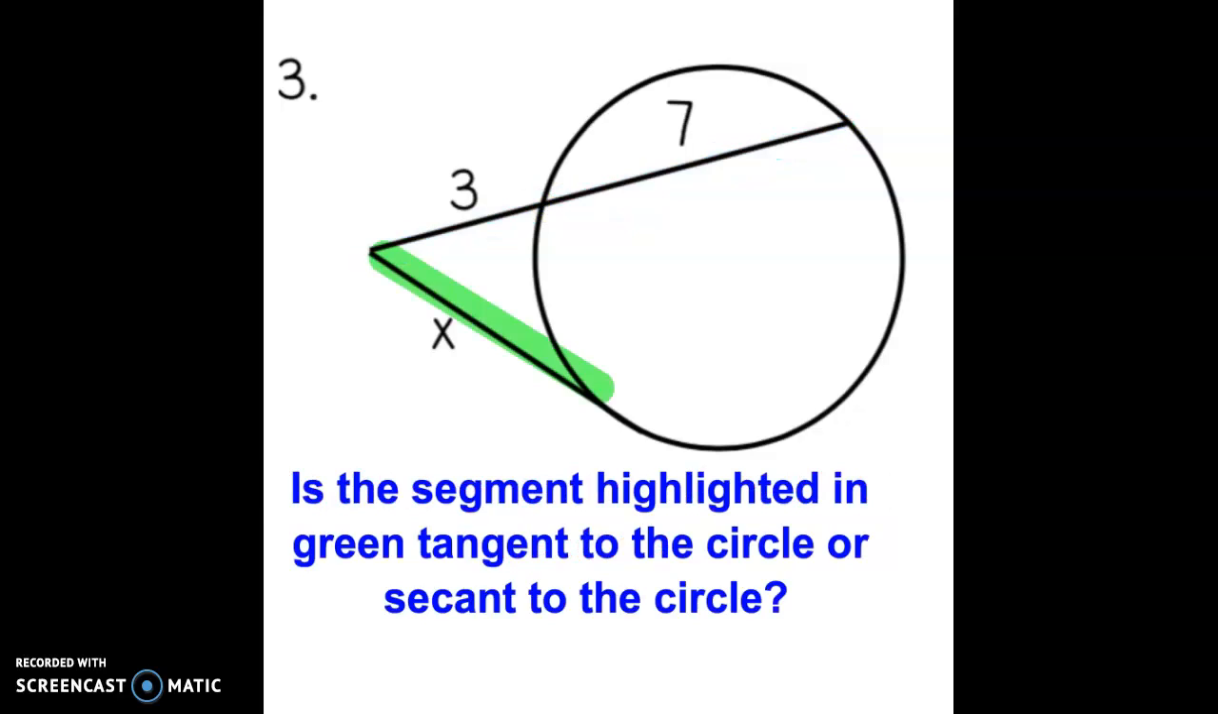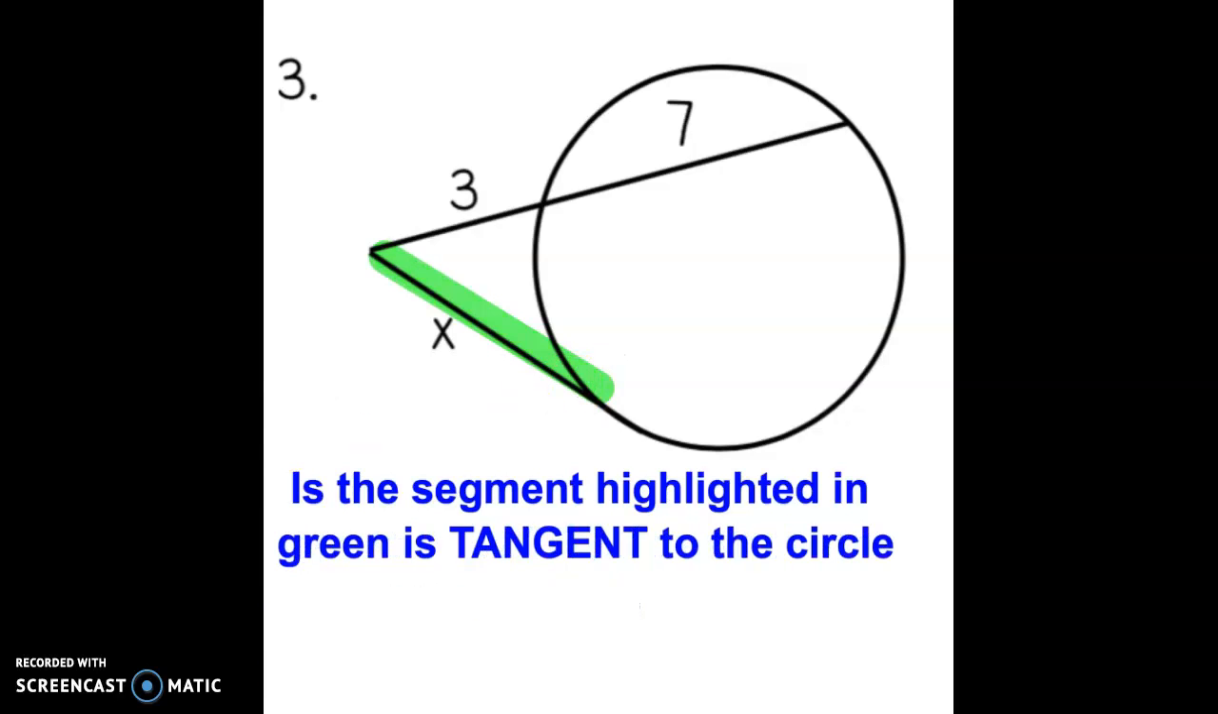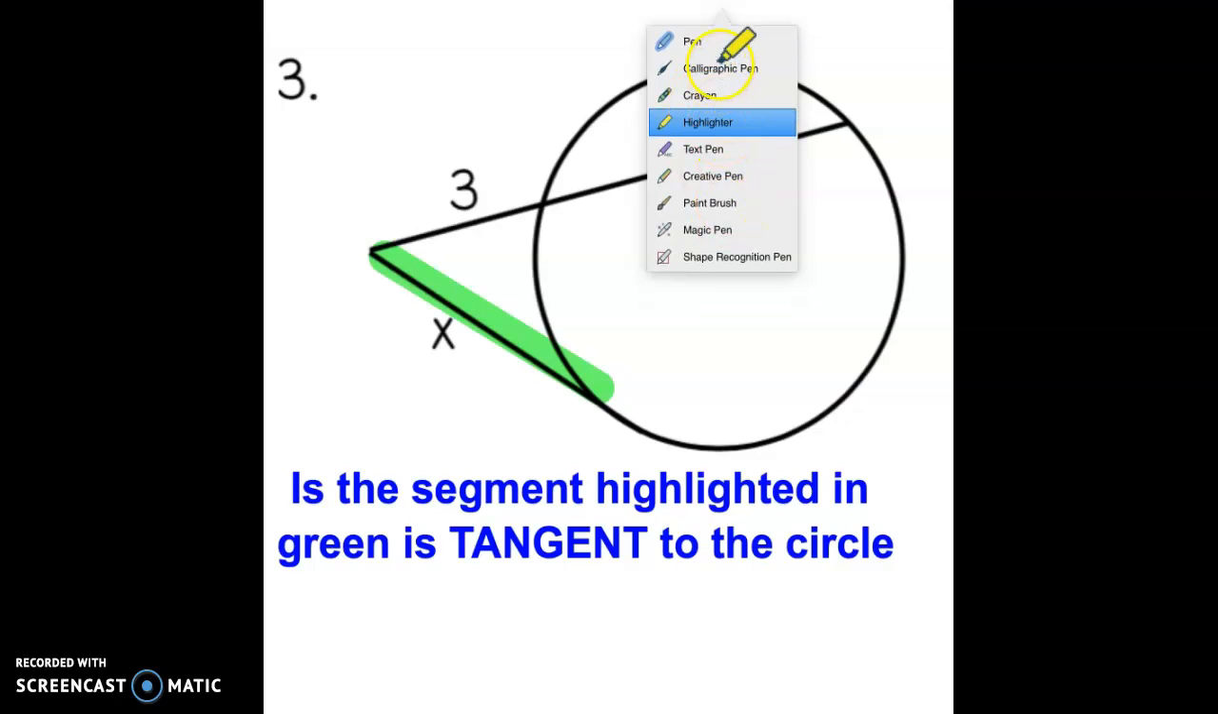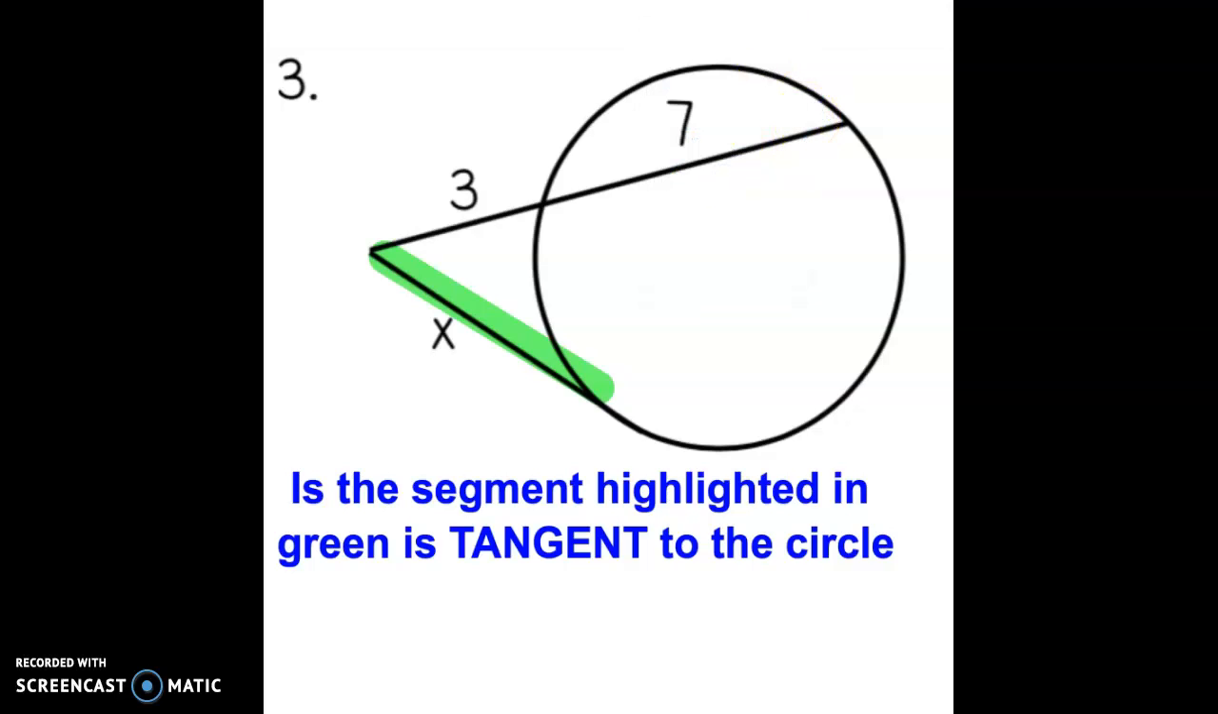All right, now let's look at the green segment here. So is this green segment, the one we have highlighted in green, tangent to the circle or secant to the circle? And this one, hopefully you selected tangent. The green segment is tangent to the circle because as we can see here, I'll use a star. It touches the circle 1 time and 1 time only.